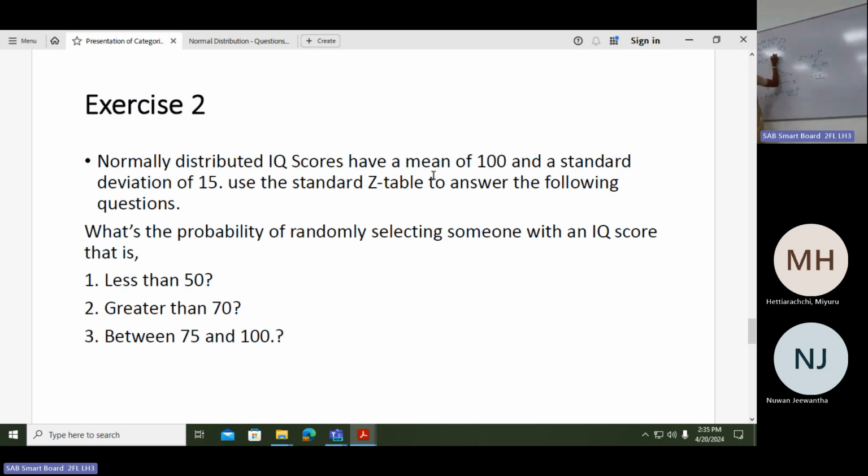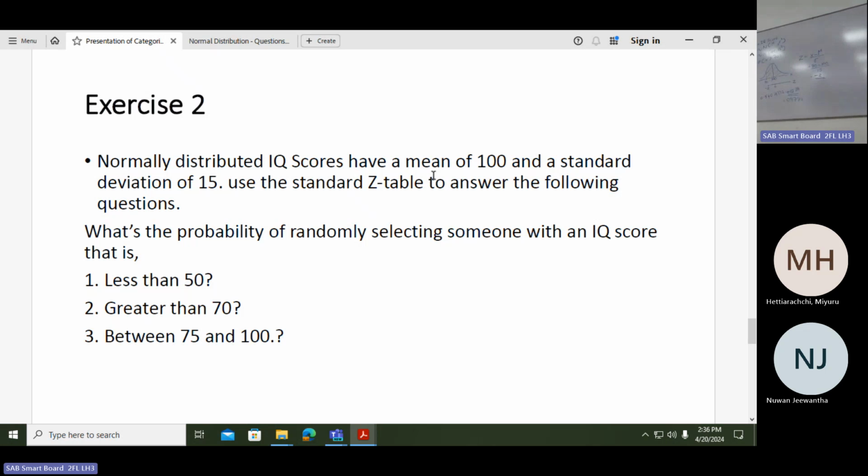Distribution are greater than 70. Greater than 70. Then how to get the probability value? 0 to minus 2, this value 0.4772, then plus 0.5. Then what's the answer? 0.977. Greater than 70. Then this area, we take the table value, then we add the 0.5 to it.